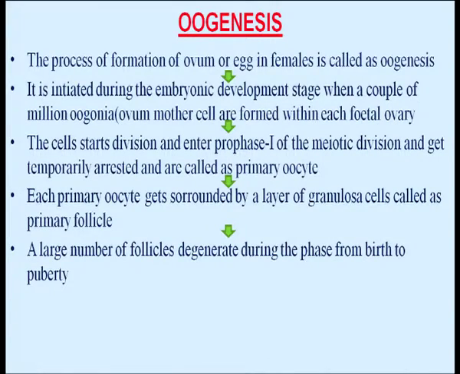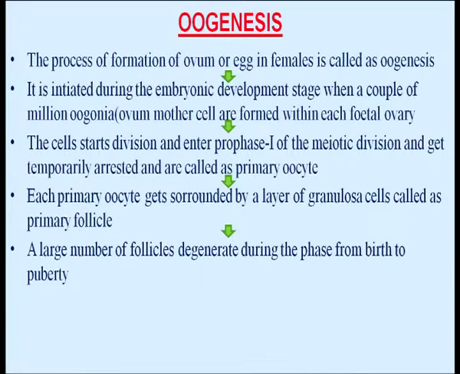Now, oogenesis. The process of formation of ovum or egg in a female is called oogenesis. It is initiated during the embryonic development stage when a couple of million oogonia, which are also called ovum mother cells, are formed within each fetal ovary.